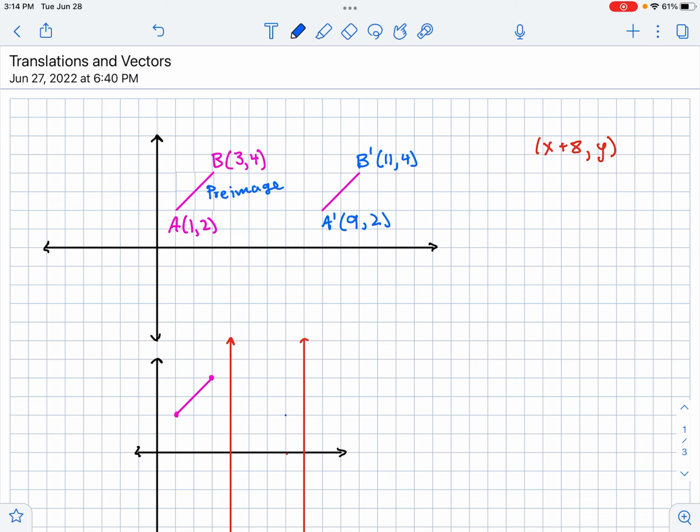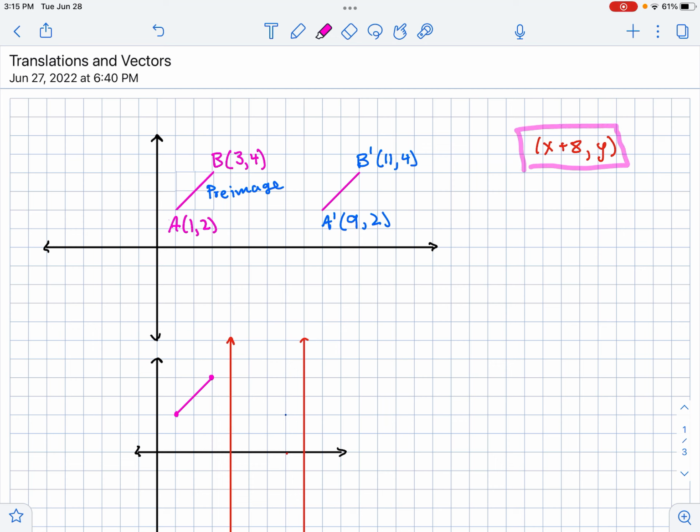So we had A, B. And now we have A prime, B prime. Now notice that A prime, B prime is parallel to AB. And that's going to be what happens when you have these translations. Okay? Notice they are rigid. All we're doing is moving them around. Now this particular translation that we performed here could be written, if we wanted to throw a little algebra on it, this way, where we add 8 to every x coordinate and keep the y the way it is. Okay? So this is an example of a translation.